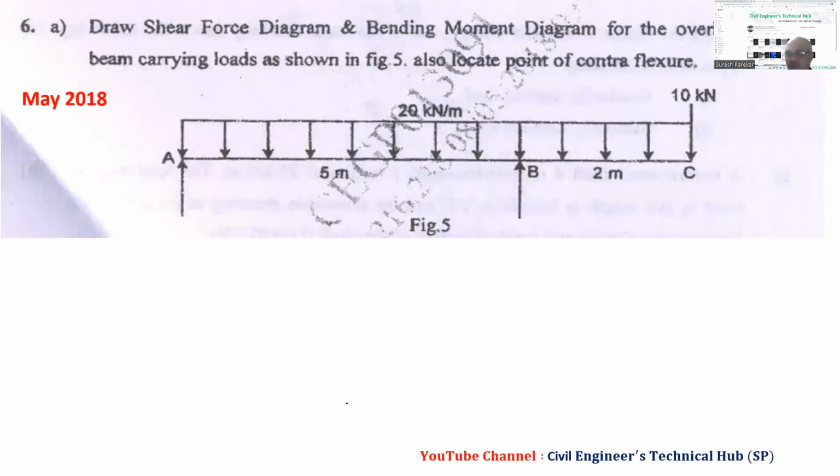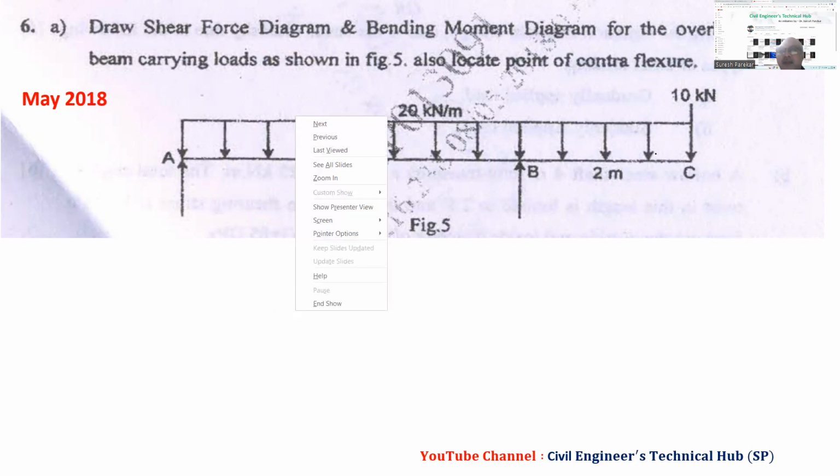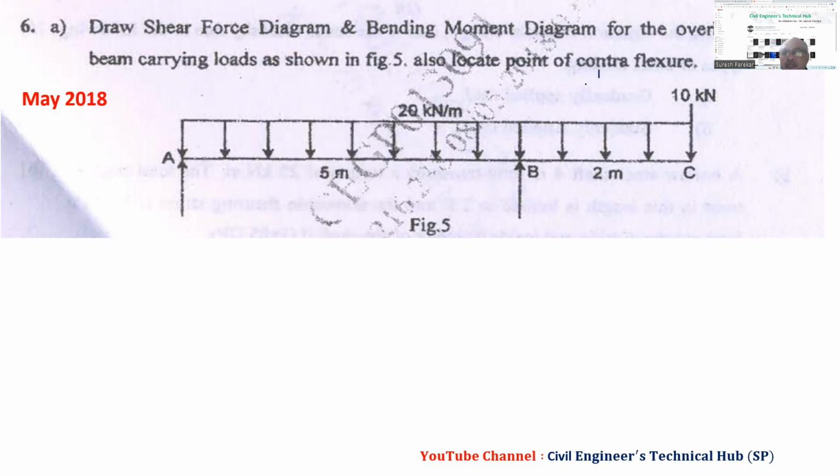Now we have first, that is, draw shear force bending moment diagram for the overhanging beam carrying as shown in figure, and also locate the point of contra flexure. Now this is most important. Contra means opposite, and flexure means moment. Opposite and flexure means moment.